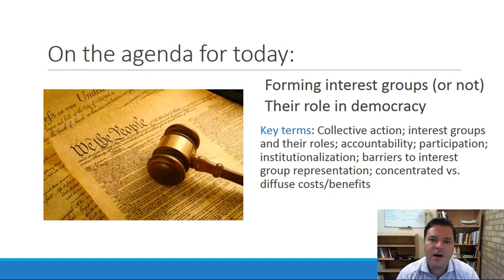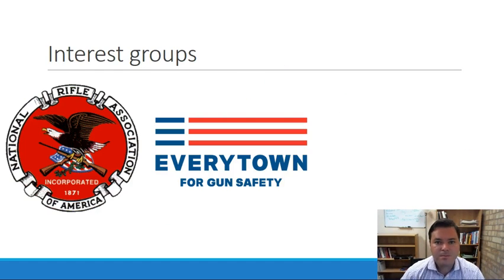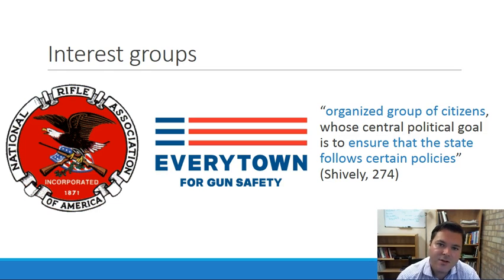And as we'll think about, there are actually a lot of political interests that are perhaps very underrepresented in terms of formal interest group organizations, and often that means that they are underrepresented in terms of policy. And to look at our textbook's definition of what an interest group is, Shively says that interest groups are all about policies. He says that an interest group is an organized group of citizens whose central political goal is to ensure that the state follows certain policies.